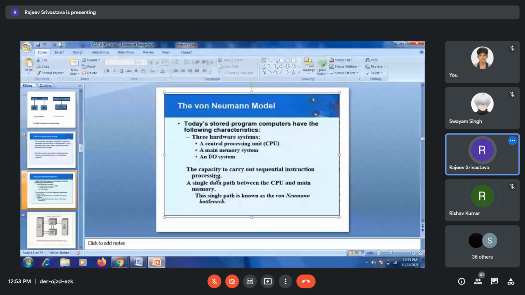Sequential instruction processing means that if you write a program, whatever you write, first the first instruction will be executed, then the second instruction, then the third instruction, then the fourth instruction, unless you find some kind of conditional jump or unconditional jump instruction. Path between the CPU and main memory and so on.